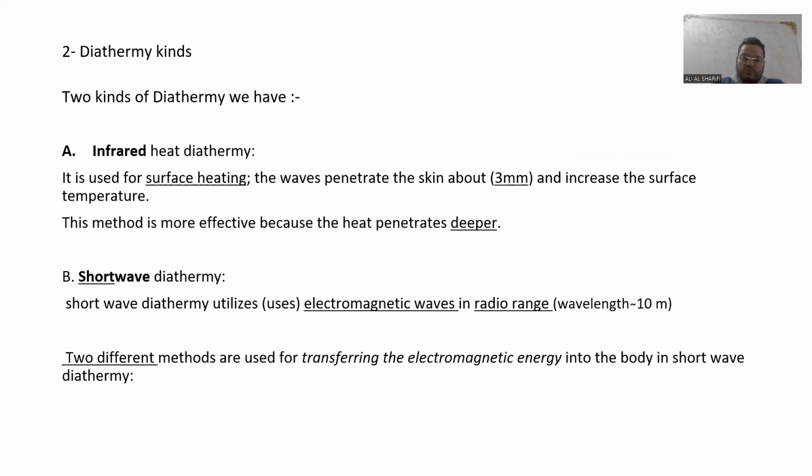Shortwave diathermy uses electromagnetic waves. It depends on electric current to generate electromagnetic waves, which increase the temperature of the specific unhealthy tissue you want to treat. In the radio range, two different methods are used for transferring the electromagnetic energy into the body in shortwave diathermy. That means we have two kinds of transferring.